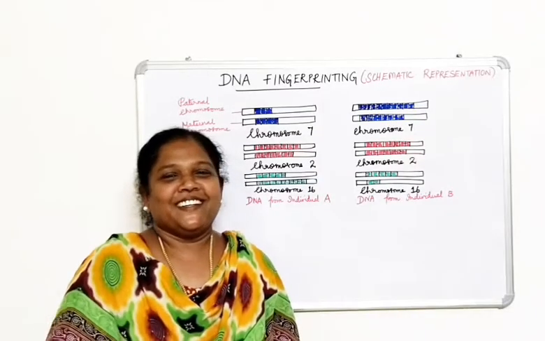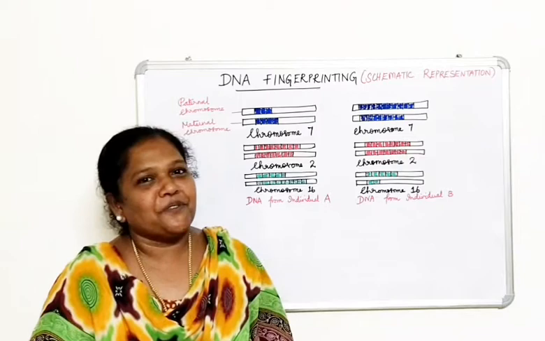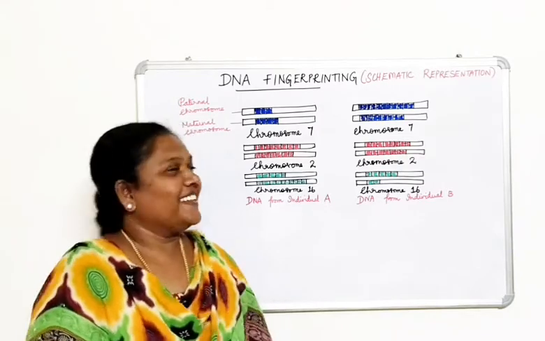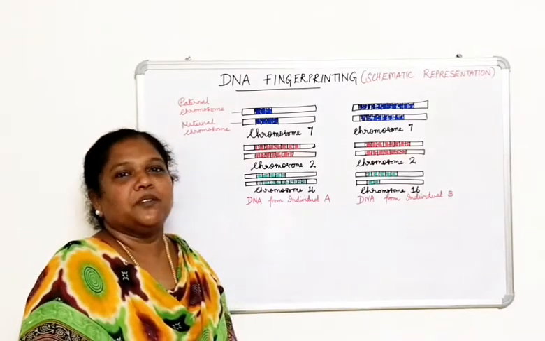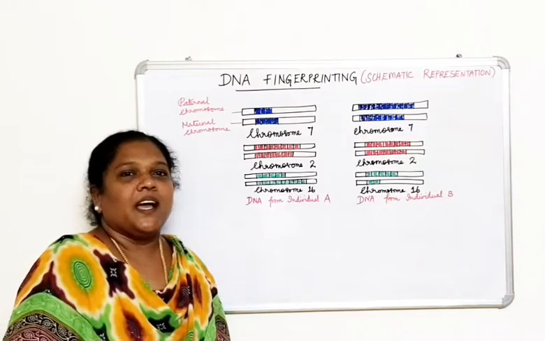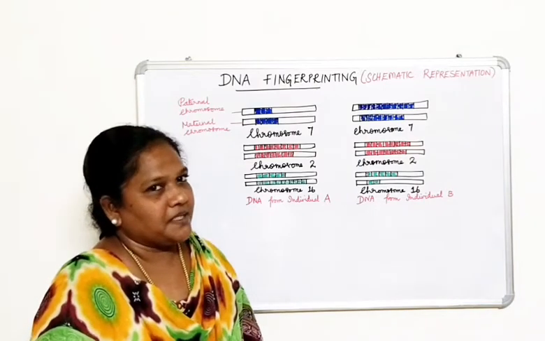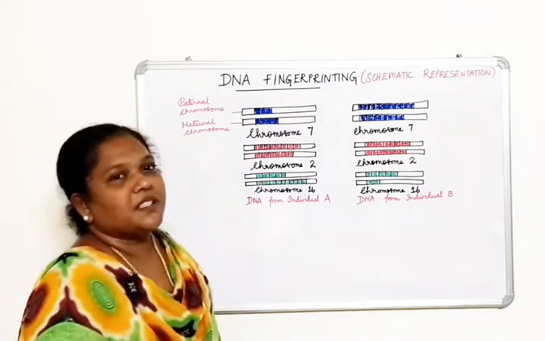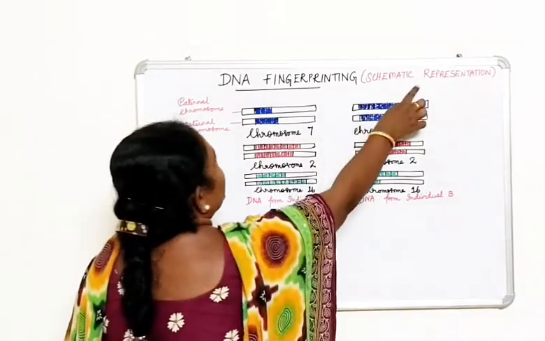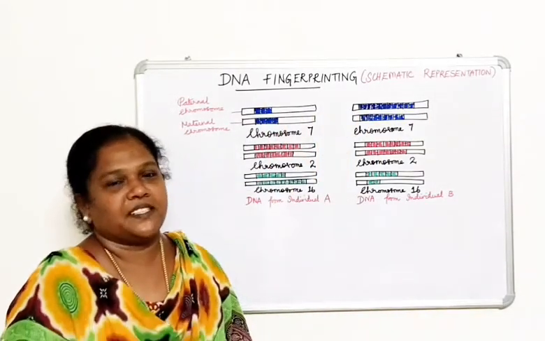Hello everyone, let us continue with the chapter Molecular Basis of Inheritance Part 19. Last class we studied DNA fingerprinting, the introduction and the steps involved. In this class we are going to study the schematic representation of DNA fingerprinting.